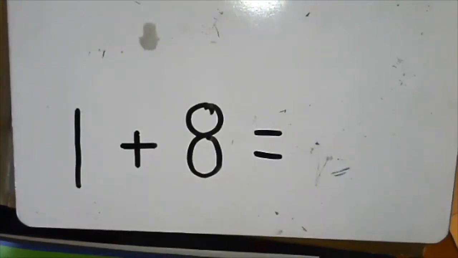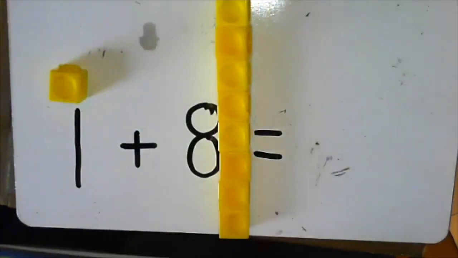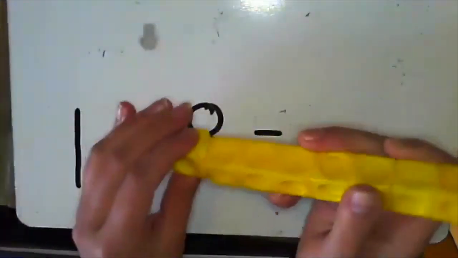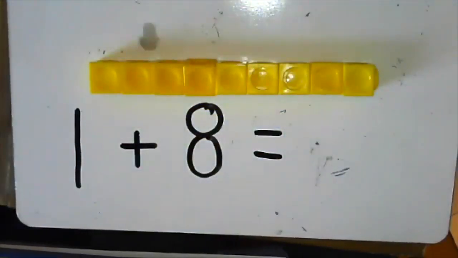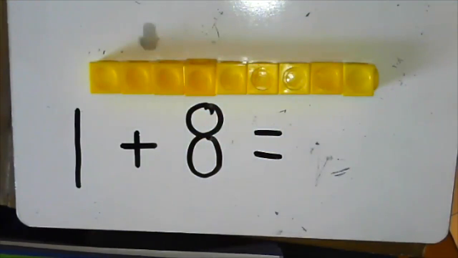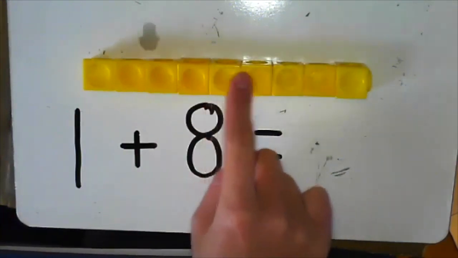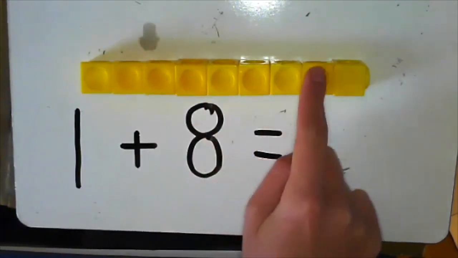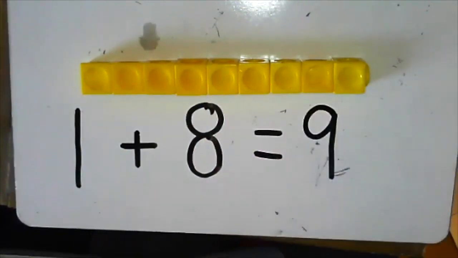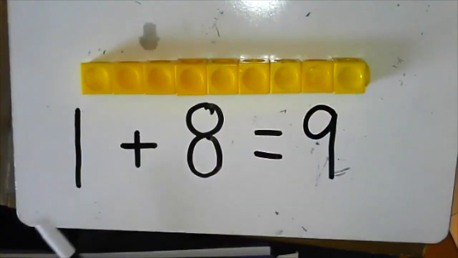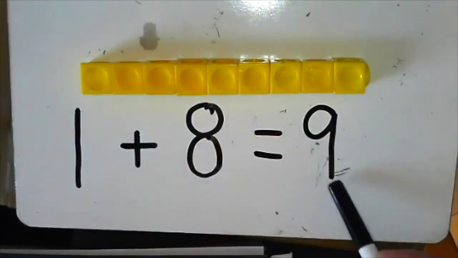Are you ready to check your work? Here is my snake of 1 cube. Here is my snake of 8 cubes. I'm going to join them together. How many cubes do I have in all? 1, 2, 3, 4, 5, 6, 7, 8, 9. There are 9 cubes in all. Having 1 cube and 8 cubes put together is the same as having 9.